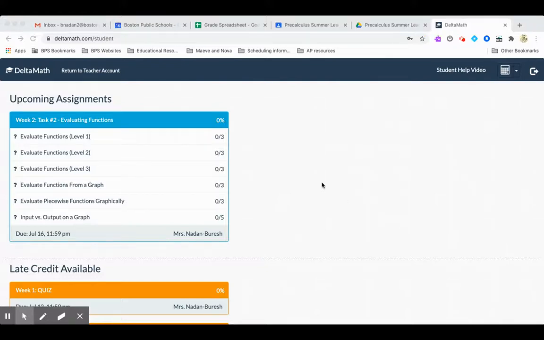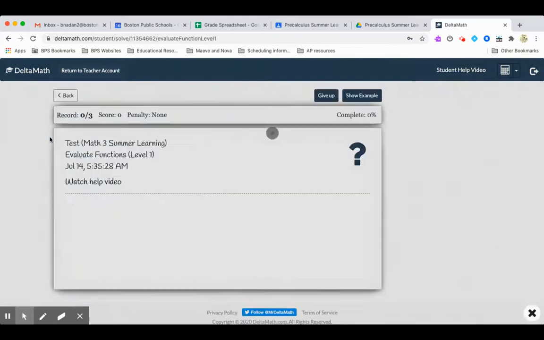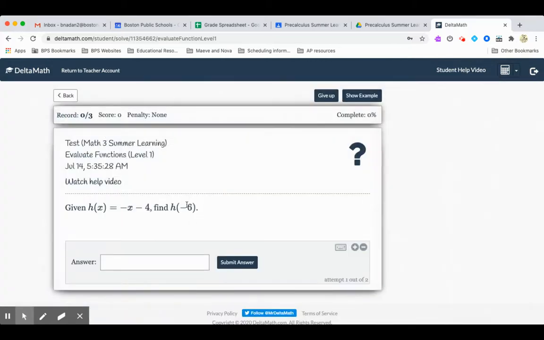Hello, in this video I'm going to talk about these three evaluating functions activities on Delta Math for this week. So let me just do a couple of example problems. What it means to evaluate functions is to plug in the specified input from the function's domain and evaluate it to get an output, okay, which is actually a number in the function's range.